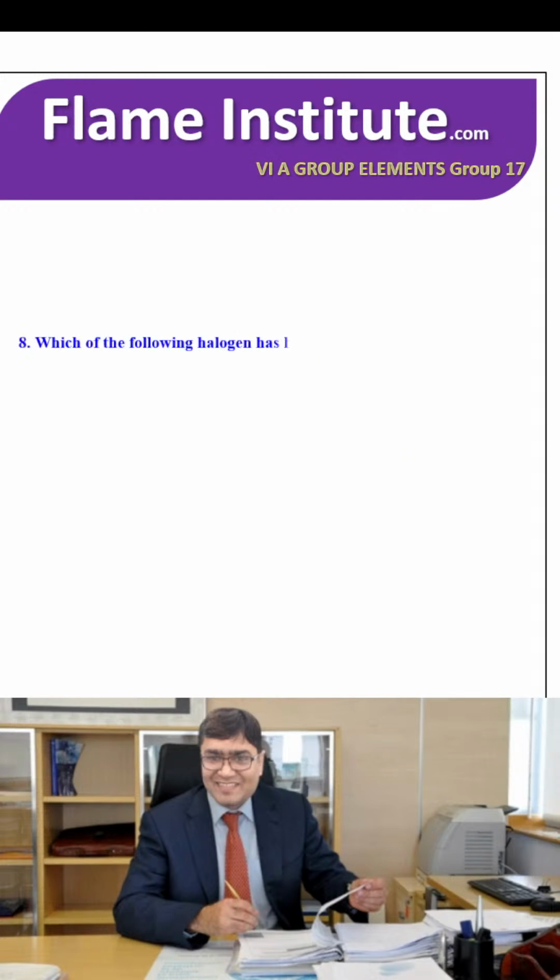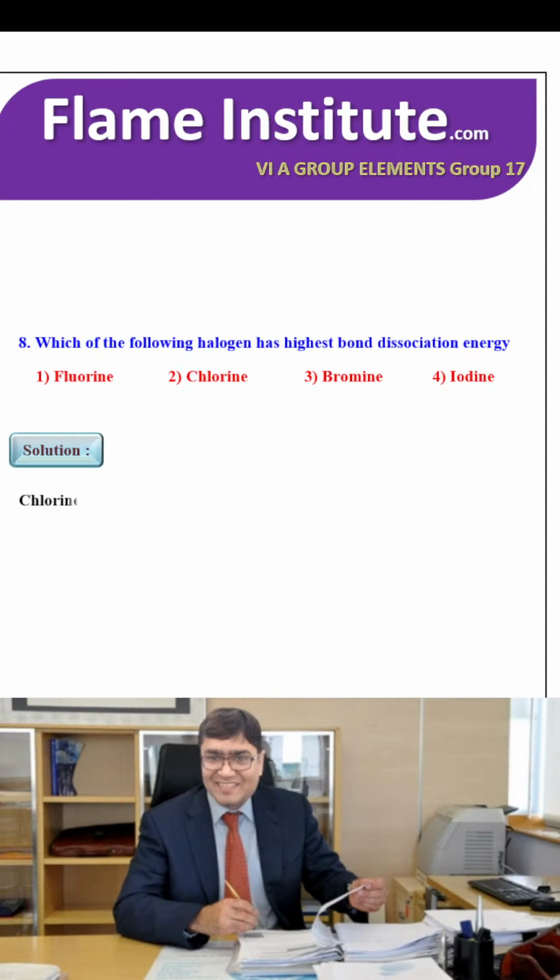Which of the following halogens has highest bond dissociation energy? Fluorine, chlorine, bromine or iodine? Chlorine has the highest bond dissociation energy. So the second option is the right option.